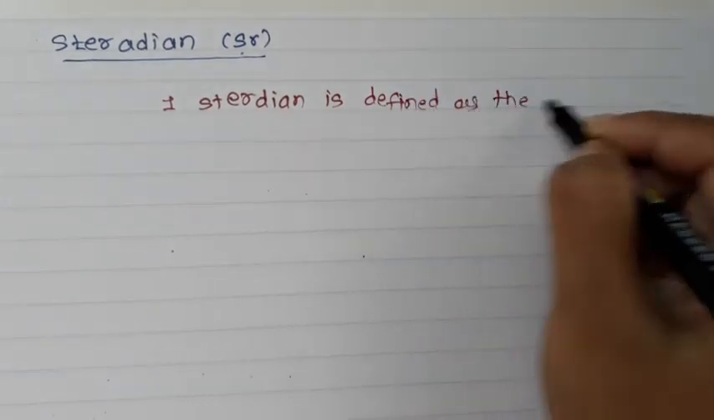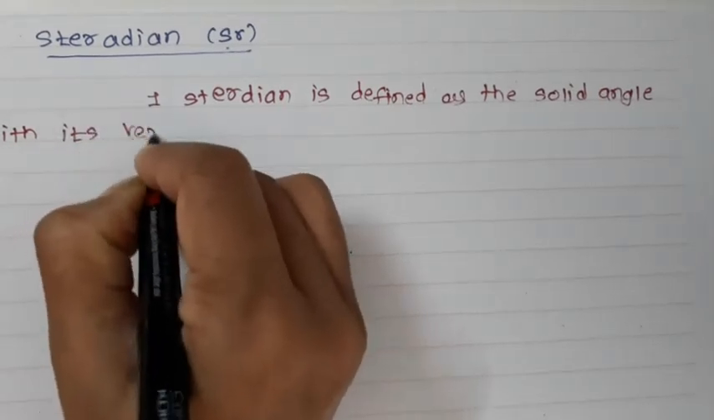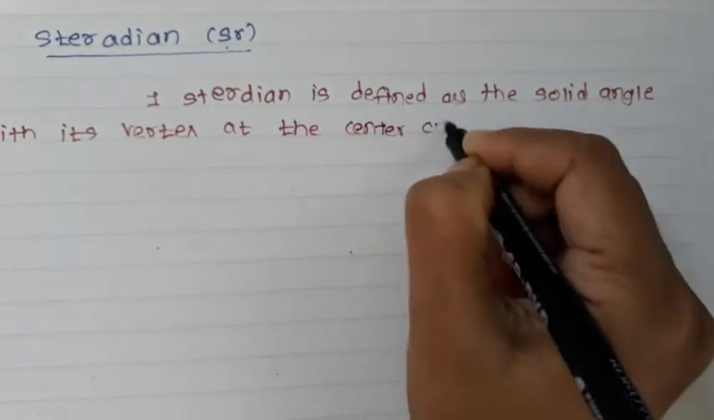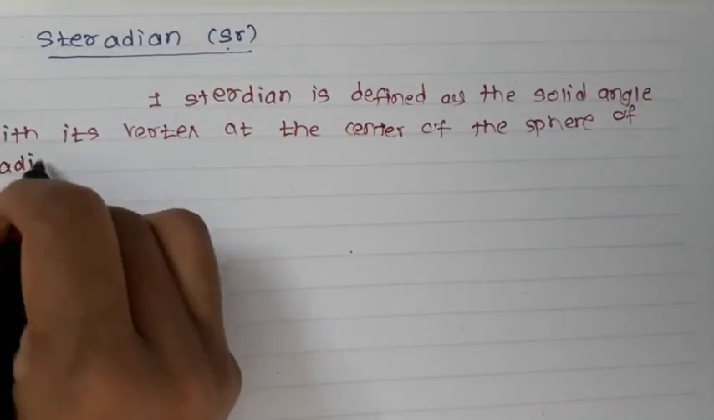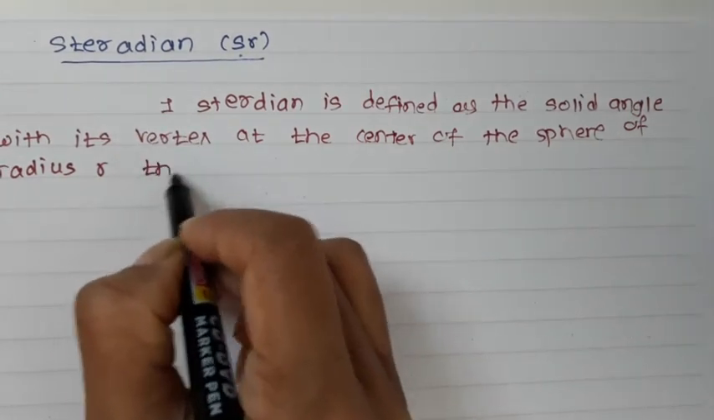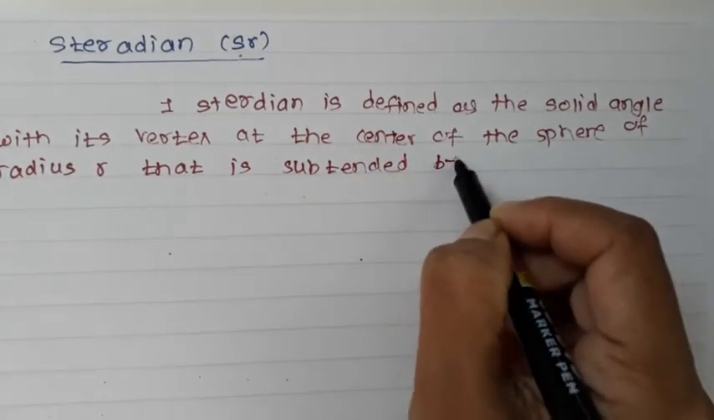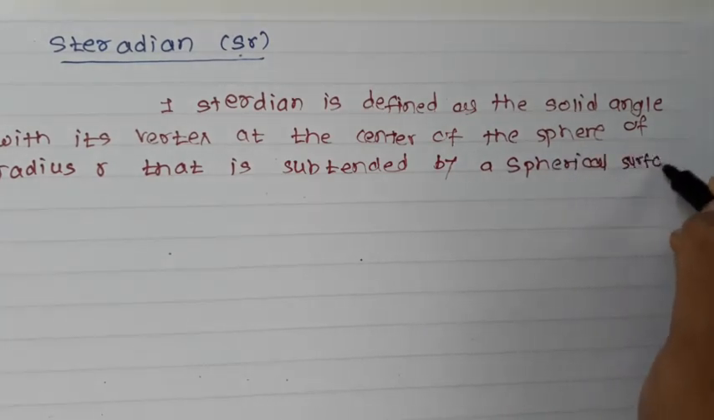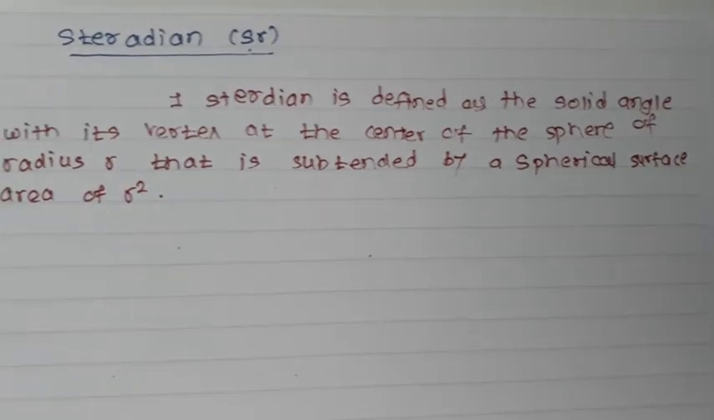as the solid angle. Previously it was a plane angle, now it is a solid angle with its vertex at the center of the sphere of radius r that is subtended by a spherical surface area of r square. So let us understand what this particular statement means.